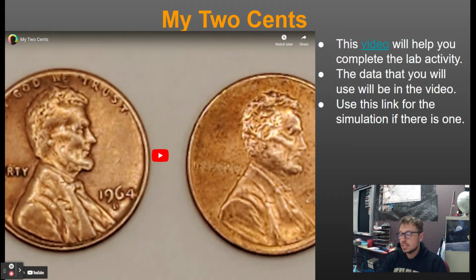In my 2 cents, you've got 2 different pennies, one made before 1982 and one made after 1982. Before 1982, pennies were mostly made out of copper, and they were 3.1 grams. So what you were going to do is count how many atoms of copper were in a pre-1982 penny. We know we've got 3.1 grams. We need to convert it into moles and then multiply it by Avogadro's number to get the number of atoms in 3.1 grams of copper.